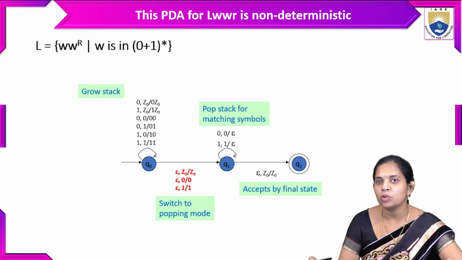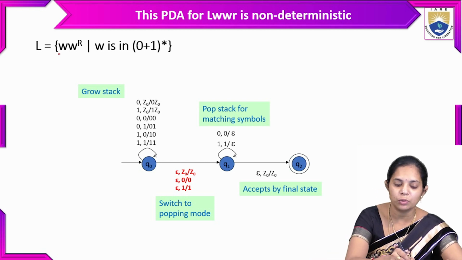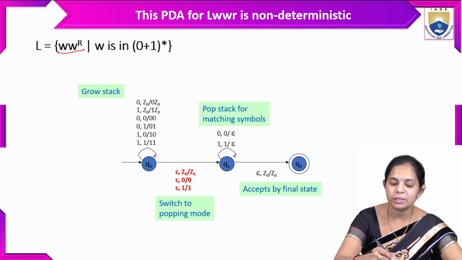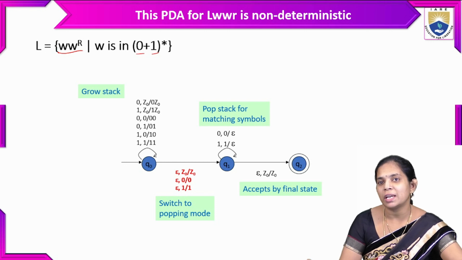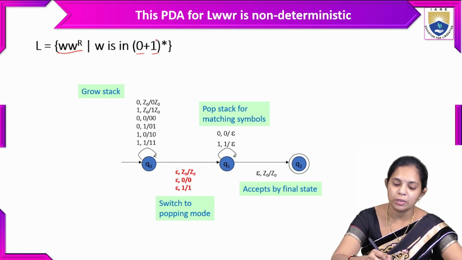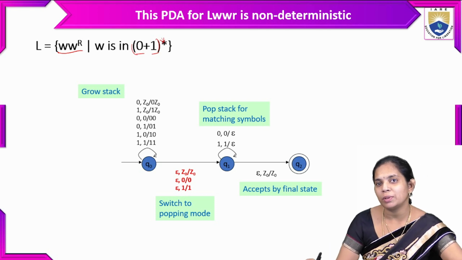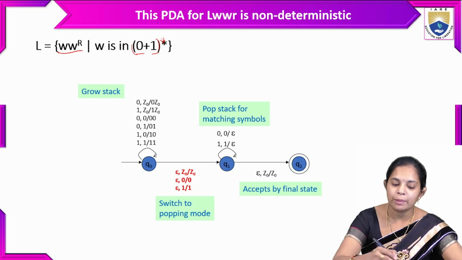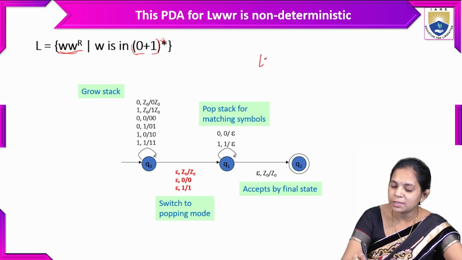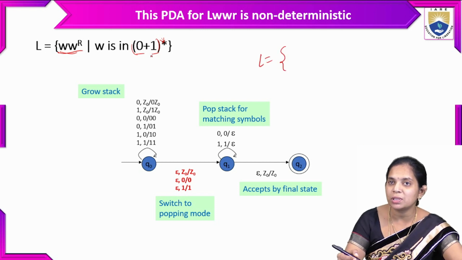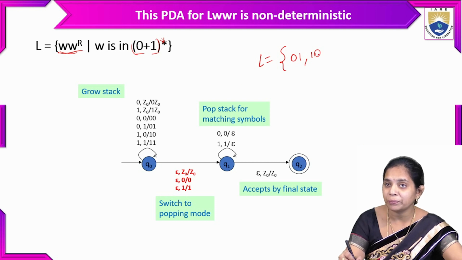We constructed a pushdown automata for the language W W reverse. If the input is (0+1)+, that is the string which starts with 0 or 1, closure of 0, 1. So the string is going to start with either 0 or 1. Let me elaborate this language. The string starts with a 0 or 1, so we can say 0, 1 or 1, 0.